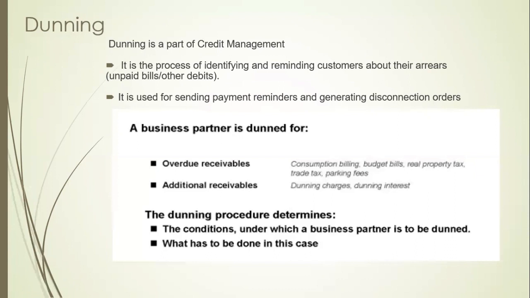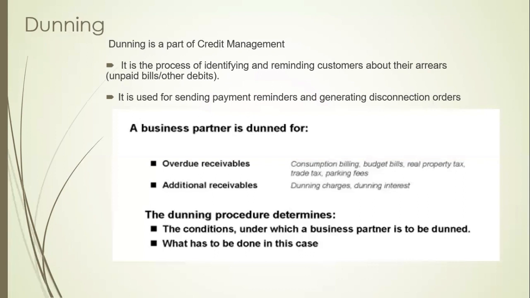Now, to start dunning for a business partner, we need some details. So what are the details we need? Overdue receivable details, the consumption billing details, the budget billing details, the real property taxes, the trading taxes, parking fees, all those details we need. And we can apply the dunning in all these processes. So in our utility cases, it is the consumption billing and the budget billing on which we can apply the dunning based on the overdue.